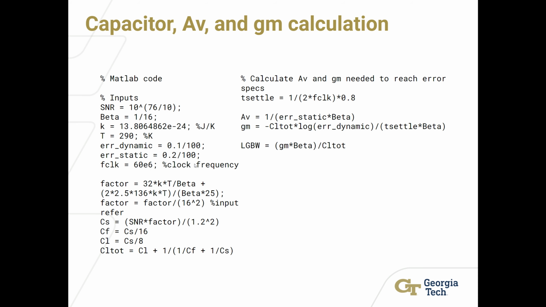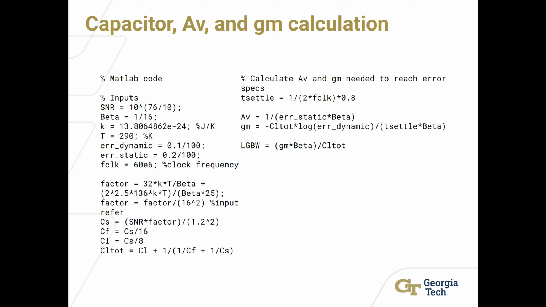To calculate those values you just saw on the previous slide, we first solved an equation by hand and plugged that into MATLAB, so you can see the code here. Basically, we're starting with our signal noise specification that we're trying to meet, 76 dB, and assuming a temperature of 290 Kelvin. From that we solve for the output referred noise of the capacitors, and that's the factor that you see. Then we input refer that by dividing by our gain of 16 squared.